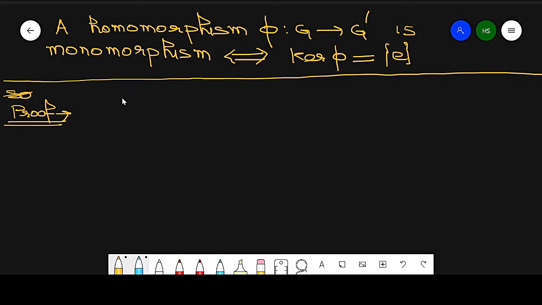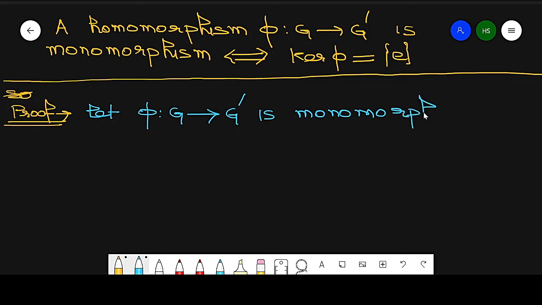Now, it has two parts. For the first, let phi from G to G dash, where G and G dash are multiplicative groups, be a monomorphism. Monomorphism means it is a homomorphism as well as one-one. Now I want to prove this result: kernel of phi consists only of the identity element.